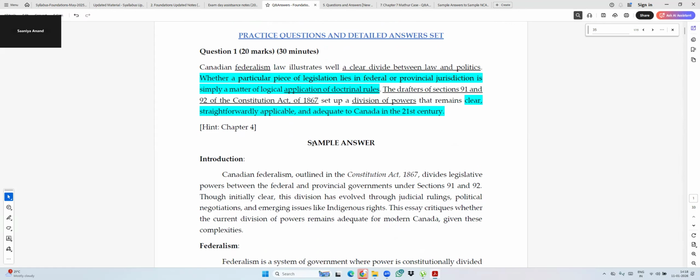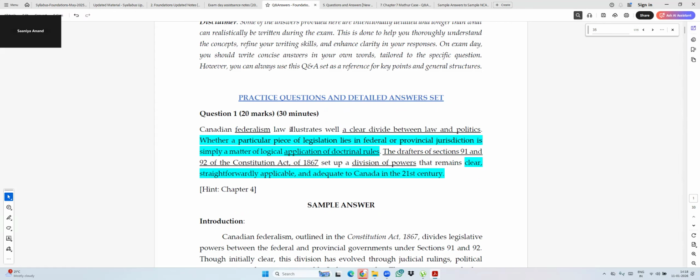Chapter 4. So there's this question: Canadian federalism law illustrates well a clear divide between law and politics. Whether a particular piece of legislation lies in the federal or provincial jurisdiction is simply a matter of local application of doctrinal rules. The drafters of Section 91 and 92 of the Constitution Act of 1867 set up a division of powers that remains clear, straightforwardly applicable, and adequate to Canada in the 21st century. Now you have to comment on this paragraph.